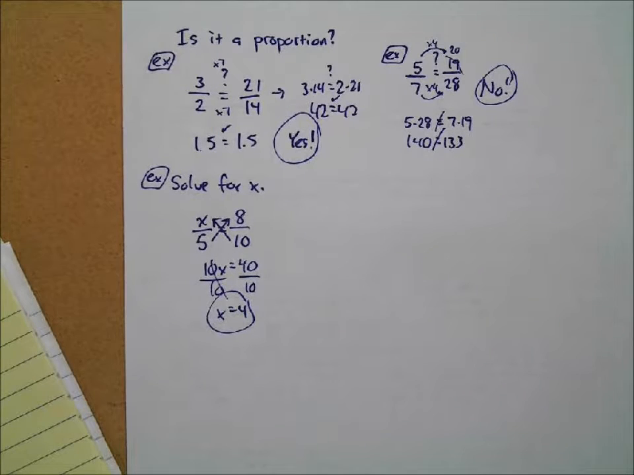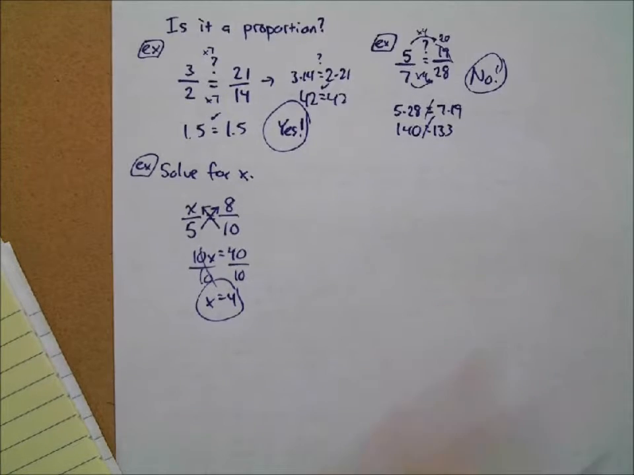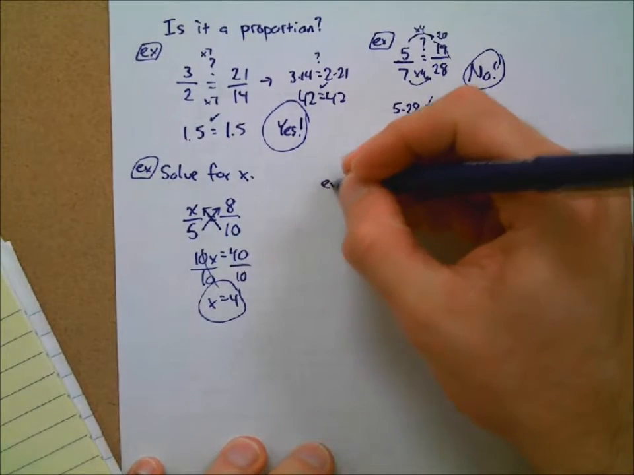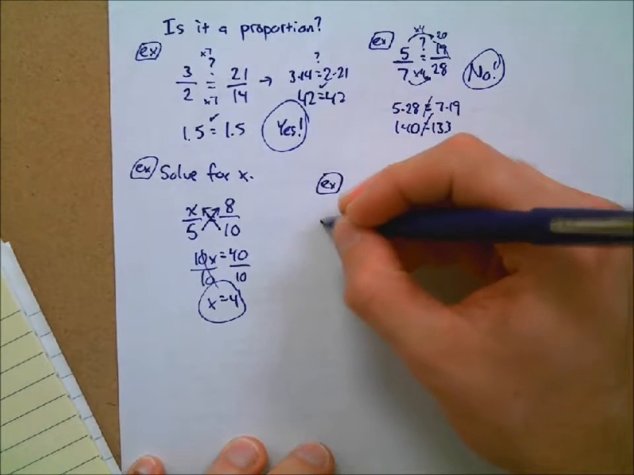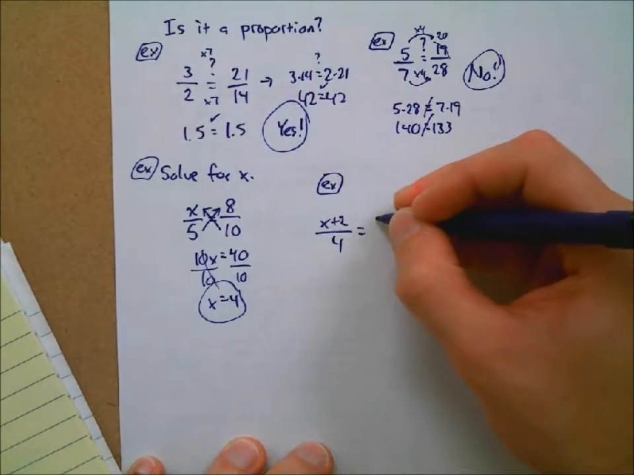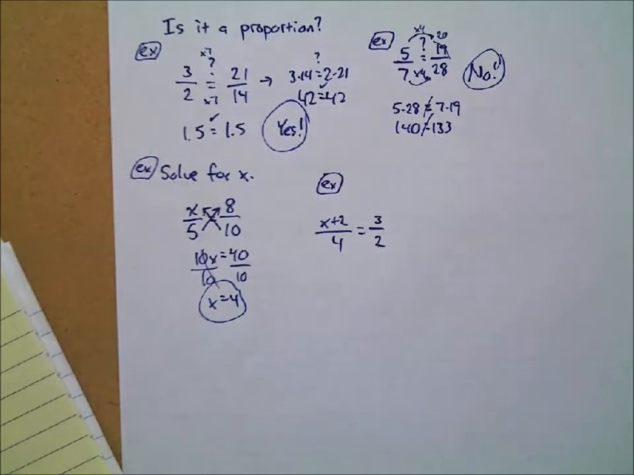We're going to do 2 more problems here. Any questions on this so far? Again, because it's two ratios and they're set equal, you can cross multiply. Okay, let's do 2 more here. This is our next to last one.